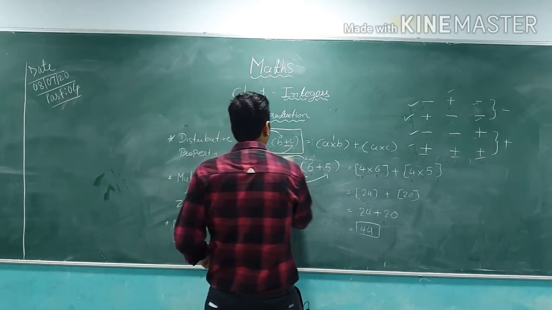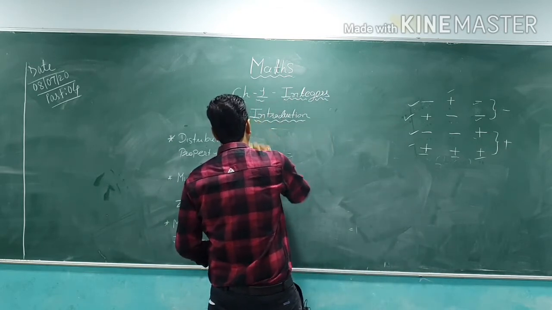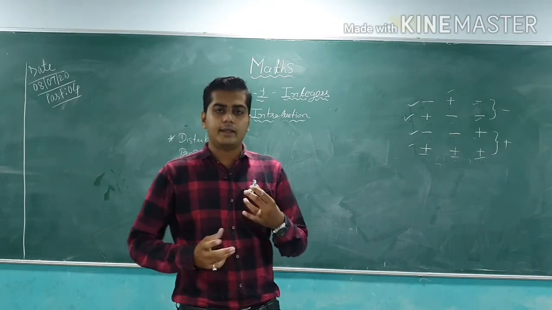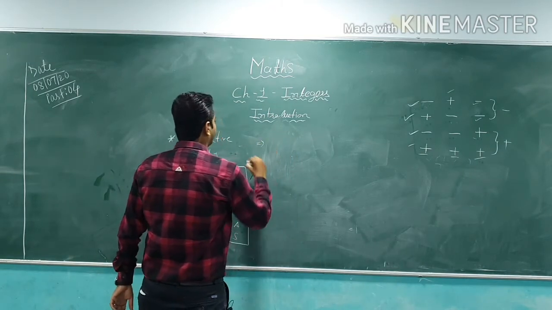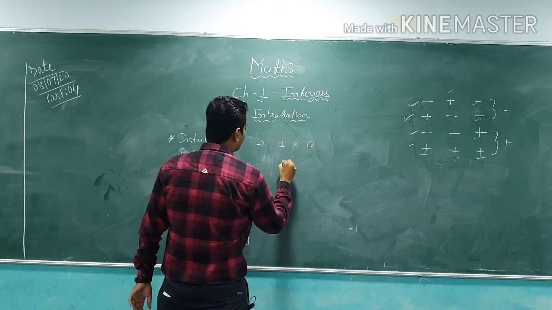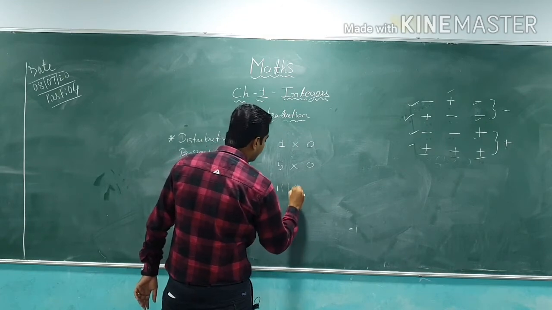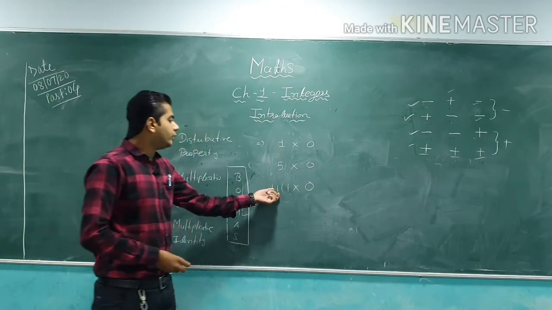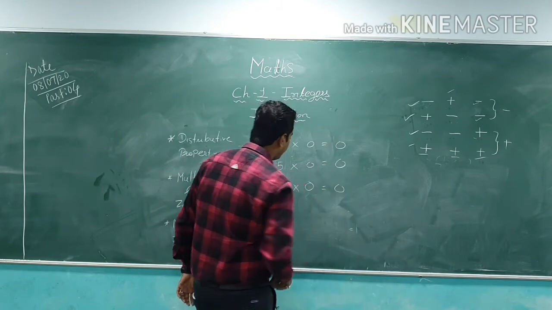Now the next property is what? Multiplication by 0. If you multiply any integer with 0, you will get the answer 0. So let's take whole numbers first. 1 multiply 0, 5 multiply 0, even 1000 multiply 0, 111 multiply 0, whatever positive number you take, you will get 0. Here also you will get 0, here also you will get 0.